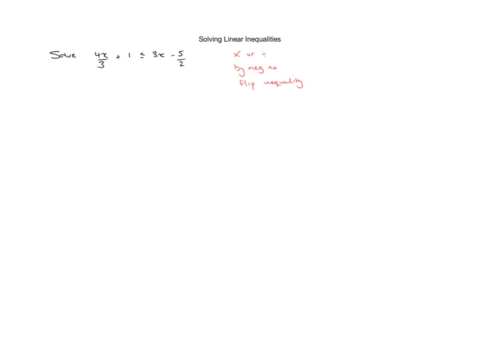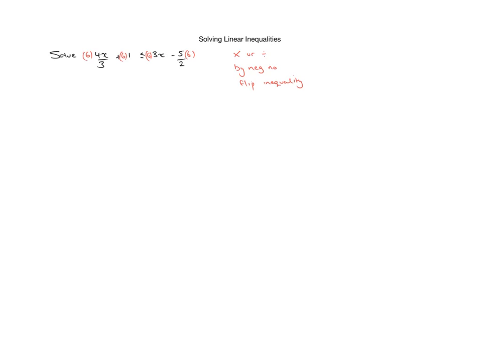So we've been asked here to solve 4x divided by 3 plus 1 is less than or equal to 3x minus 5 over 2. Well, what I would do here is try and get rid of all of the denominators, or the bottoms, or the fractions. So I'm going to multiply everything by the common denominator, which would be 6. And I'm just going to put that in red so you can see what I've done. So I'm going to multiply each term by 6, and then I'm just going to simplify that.